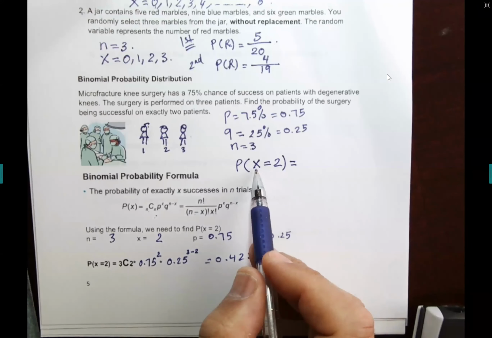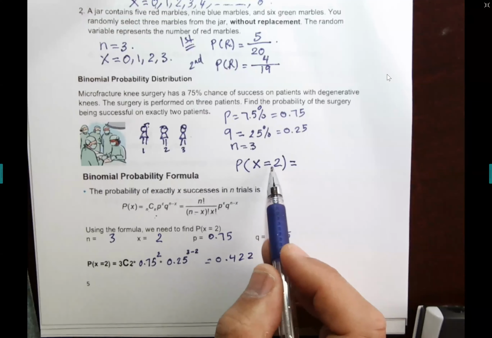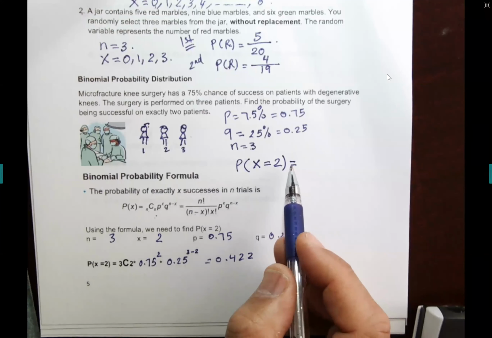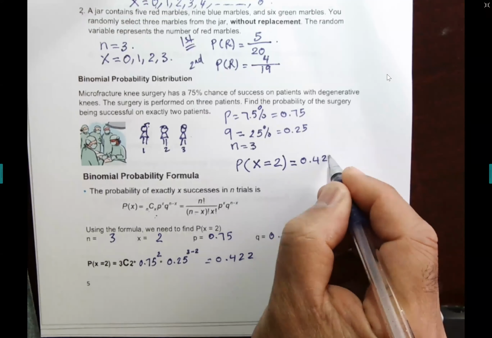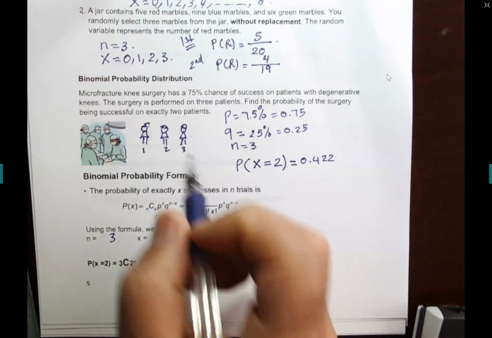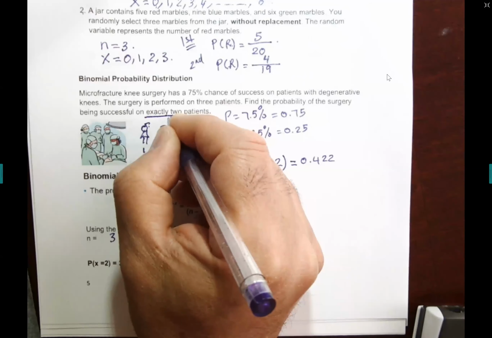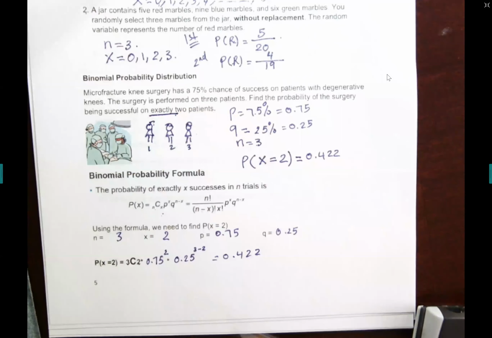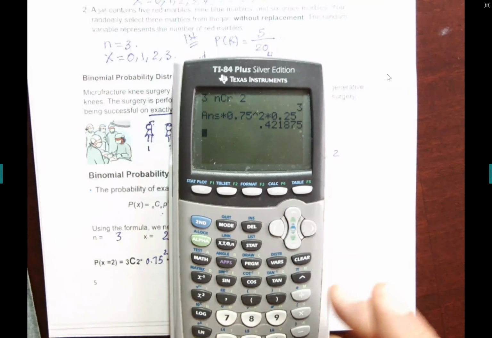So the probability that the surgeon performs a surgery on 3 patients and exactly 2 out of the 3 have a successful surgery will be 0.422. This is using the formula by hand. Now let me show you guys how you could have done this using your calculator programs. Anytime he asks you to find the probability of exactly a number, this is how you proceed using your calculator. So please pay attention to this, and I'm going to show you how you could have done this in one shot using the calculator.